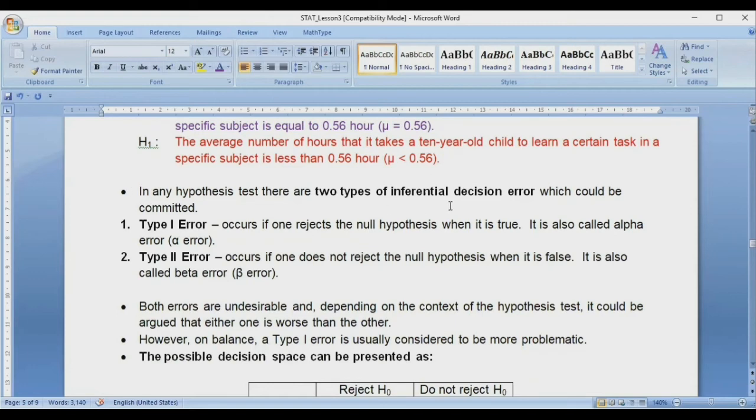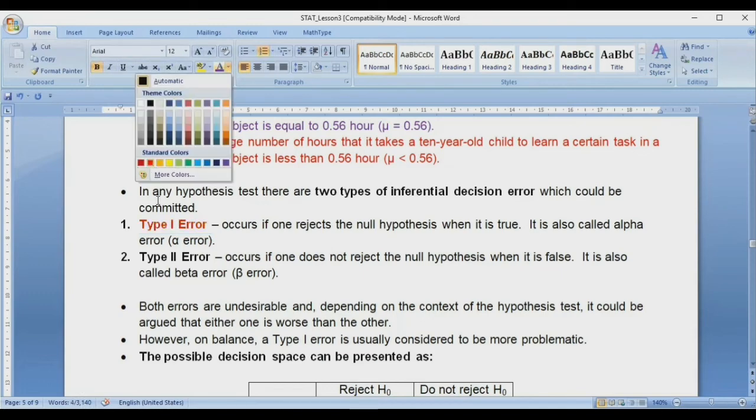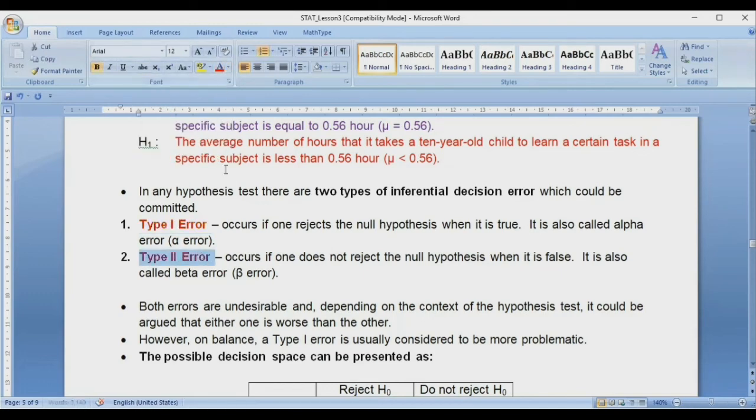Then we have 2 types of inferential decision error. Type 1 error, and type 2 error. So type 1 error occurs if one rejects the null hypothesis when it's true. It is also called alpha error. And then type 2 error occurs if one does not reject the null when it's false. It's also called beta error. Ayan, beta symbol, then error.